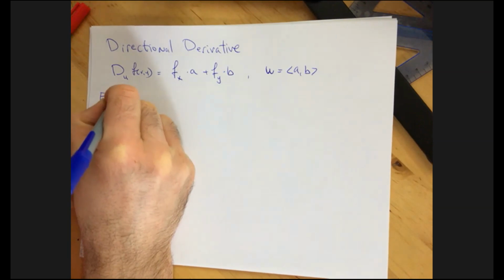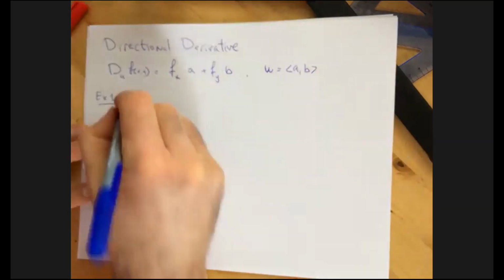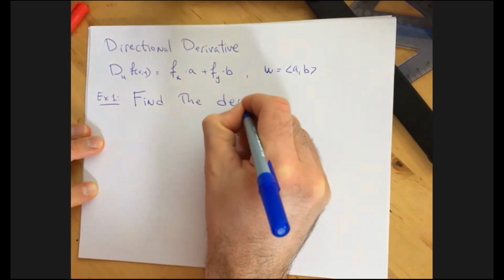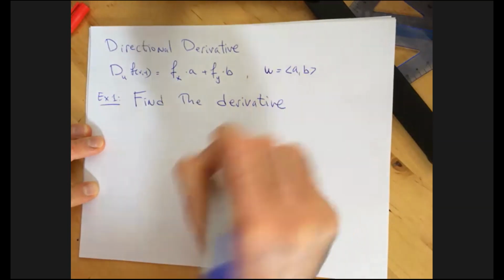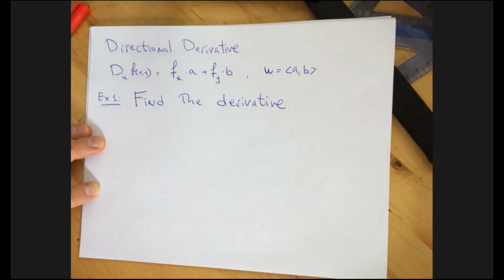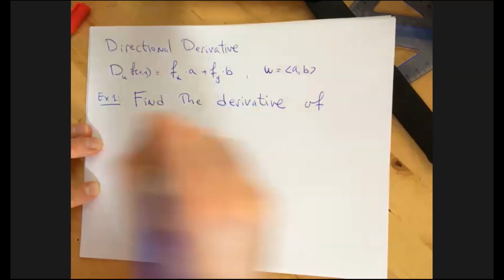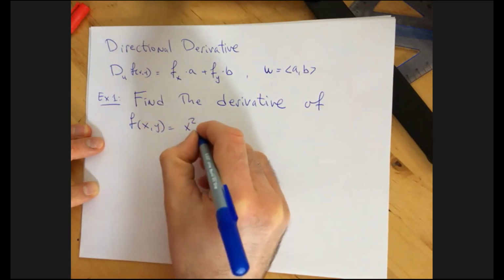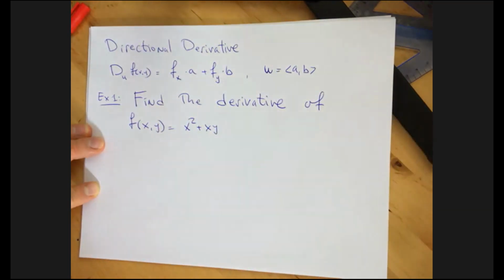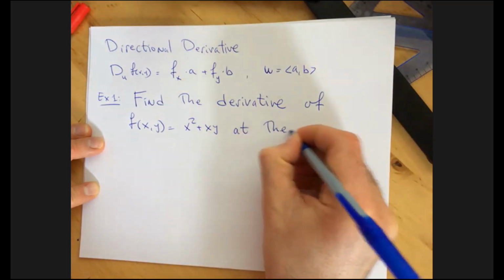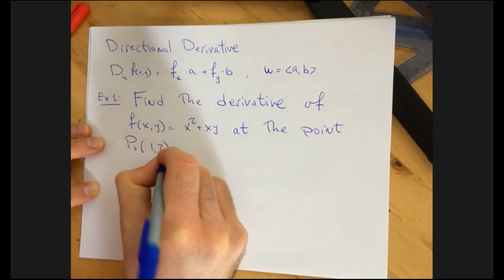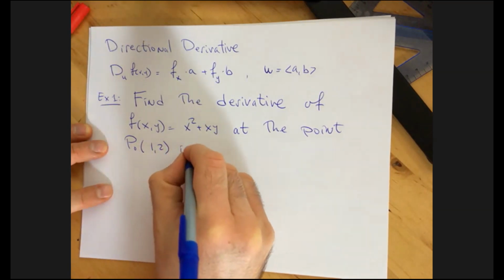Example one. Find the derivative of f defined in two variables, x squared plus xy, at the point P naught (1, 2) in the direction of the vector v.